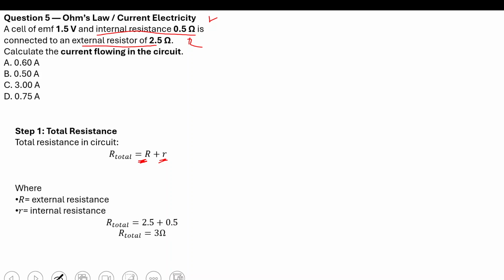So the first thing we have to do is to find the total resistance. Now we have two kinds of resistance here. One is internal resistance, this one is small r, and the external resistance, this one is big R, right? So total resistance is big R plus small r, that is external resistance plus internal resistance. Okay, so we get the total resistance by just adding the two kinds of resistance. So the total resistance is giving us 3 ohms.